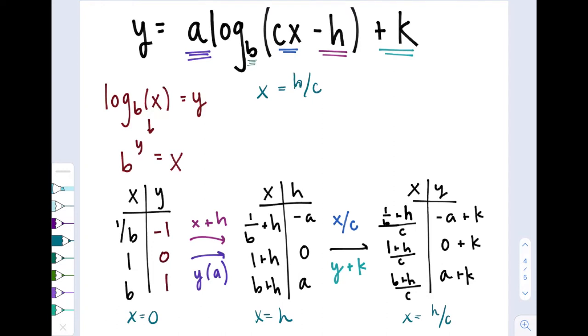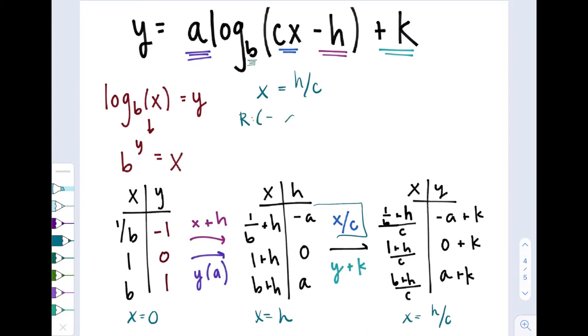The way I figure that out, I don't have that it's h over c memorized. I simply start with x equals 0. Then whatever the horizontal transformations are, I simply apply them to my asymptote, and then it gives me the right answer, right? I don't have to worry too much about memorizing that it's h over c. I can just apply the transformations to it, okay?